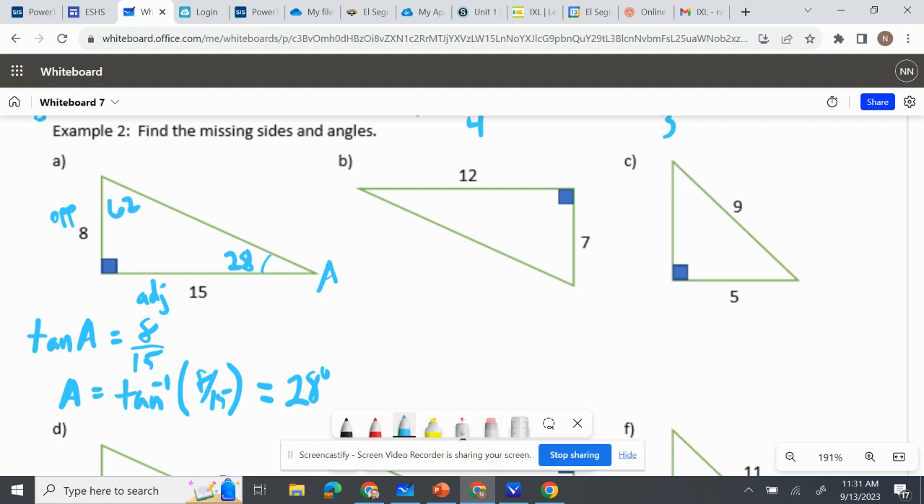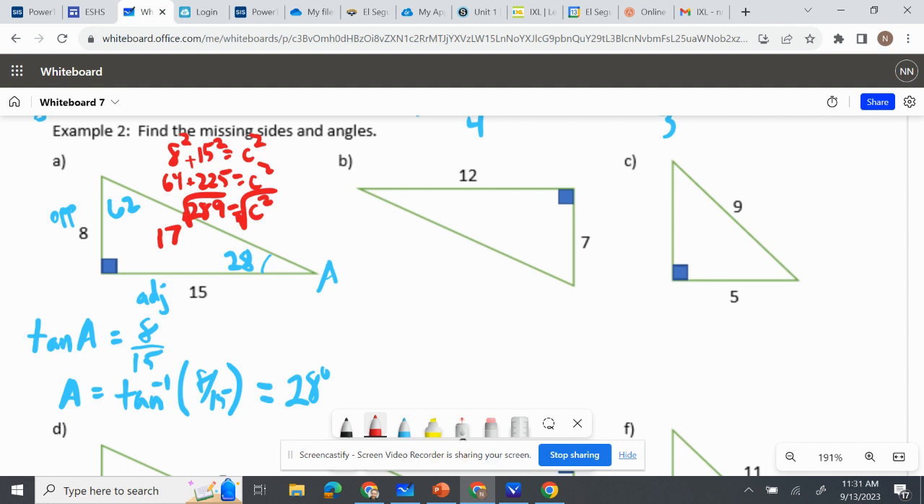Now I'm going to find my missing side. I'm going to use the Pythagorean theorem. So I'm going to go 8 squared plus 15 squared equals c squared. 64 plus 225 equals c squared. That gives me 289. And then when I take the square root of 289 gives me 17.